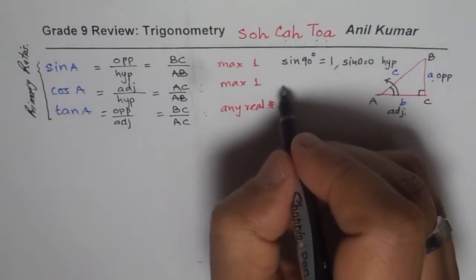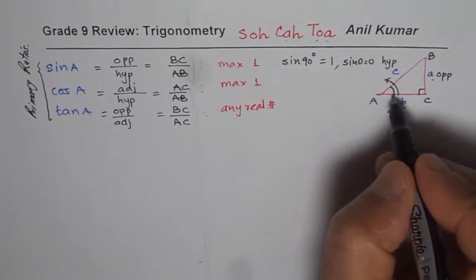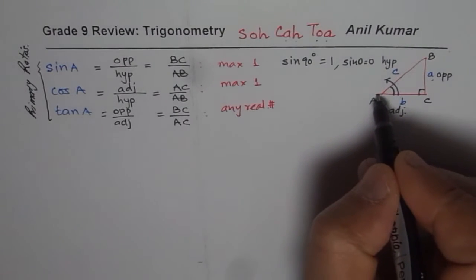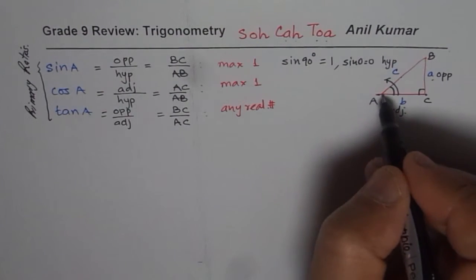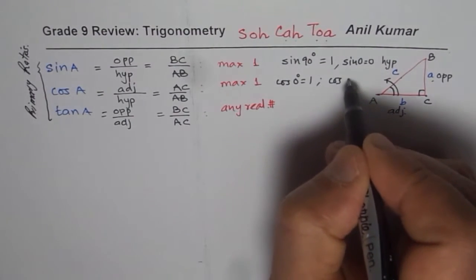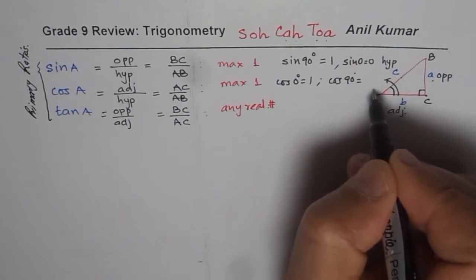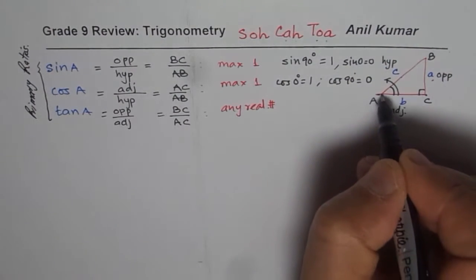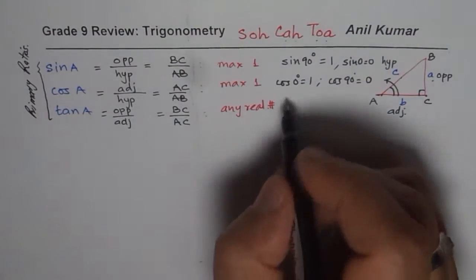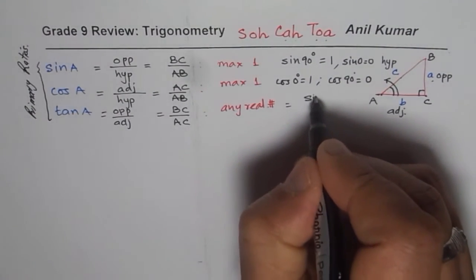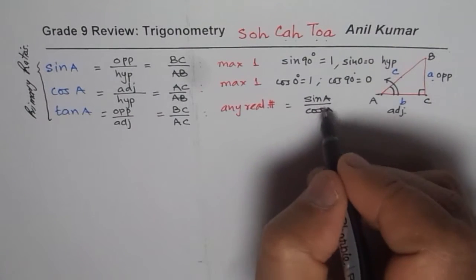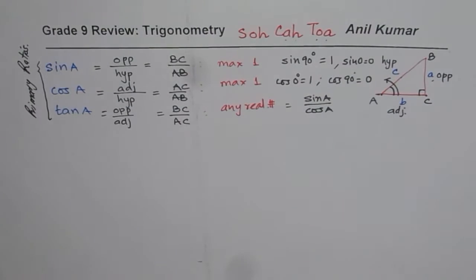As far as cosine is concerned, the maximum value of cosine is when our triangle is flat, 0 degrees. In that case, the adjacent side is the same as the hypotenuse, correct? So we know that cos of 0 degrees is 1. However, cos of 90 degrees is equal to 0, since then the adjacent side will be 0. And in general, tan of A will be equal to the ratio of sine of A over cosine of A.